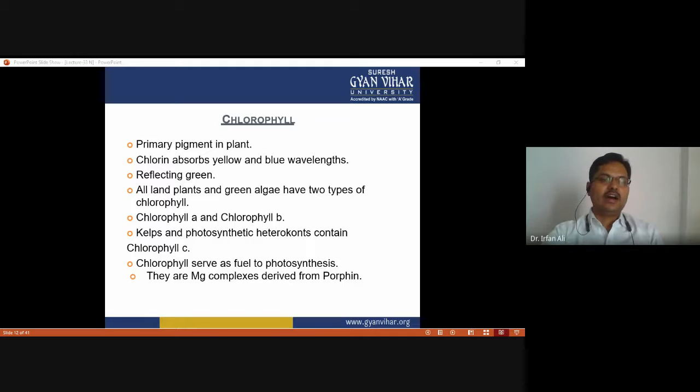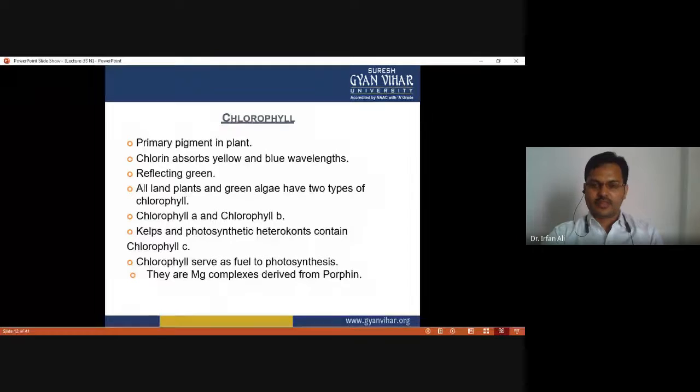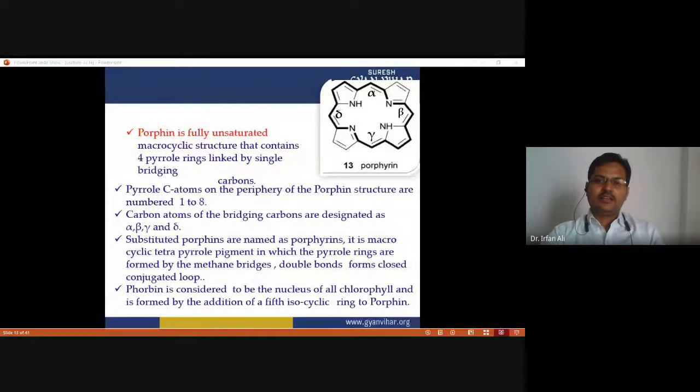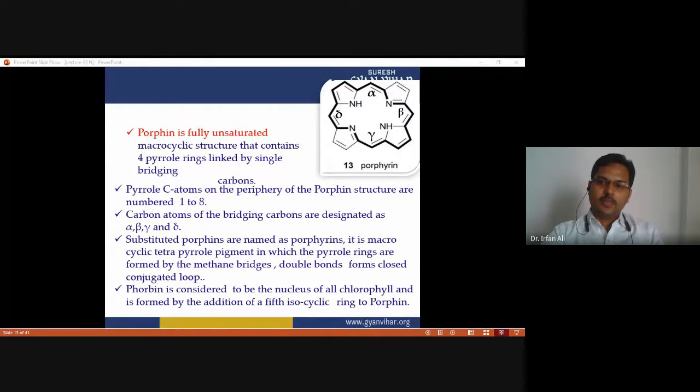And chlorophylls are magnesium complexes derived from porphyrin. The magnesium element is the core element found in the center of the chlorophyll molecule. This is the structure of chlorophyll. At the center there is a molecule of magnesium.